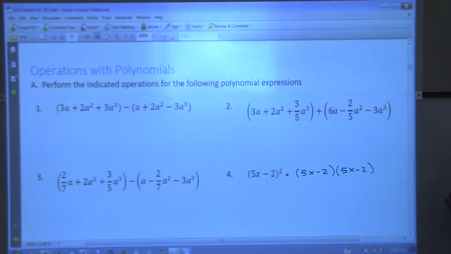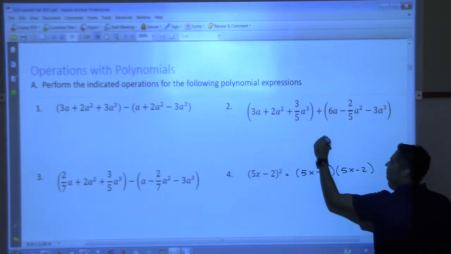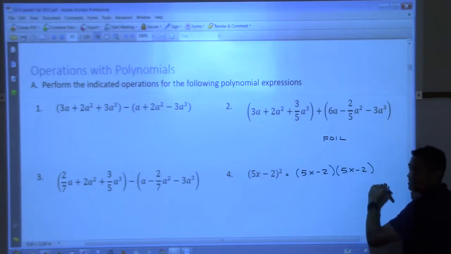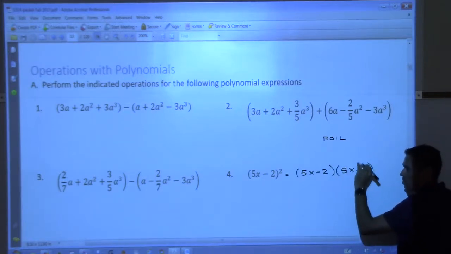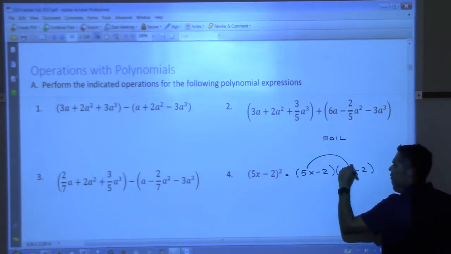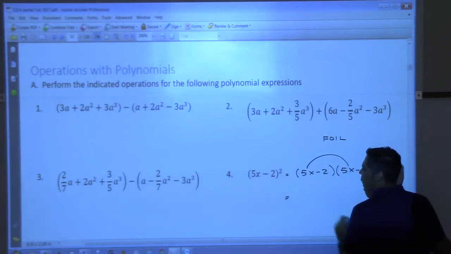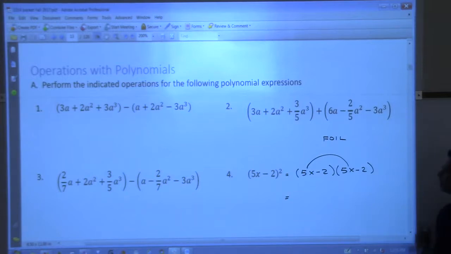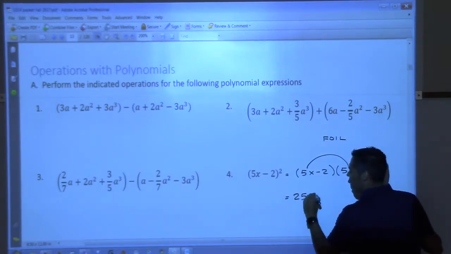So, all right, here we go. We're going to do FOIL. I'll explain why I don't like cute things in a second. Like why FOIL is nice, but it's kind of dangerous too. This times this, right? We do our first ones, we get what? What's 5x times 5x? 25x squared.